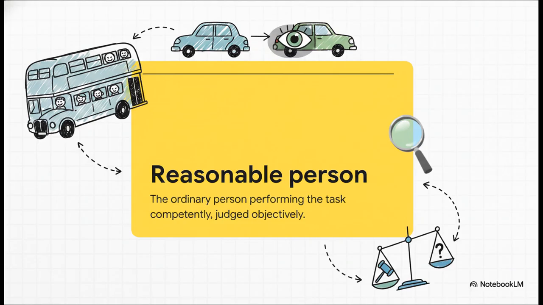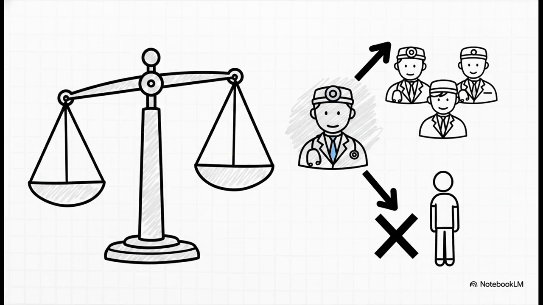Historically, lawyers called this the man on the Clapham omnibus, basically the everyday person on the street. Now, how helpful a 19th century London bus commuter is as a legal benchmark today is definitely up for debate. Regardless, if the reasonable person would have checked their blind spot before merging and you didn't, you have breached your duty of care.